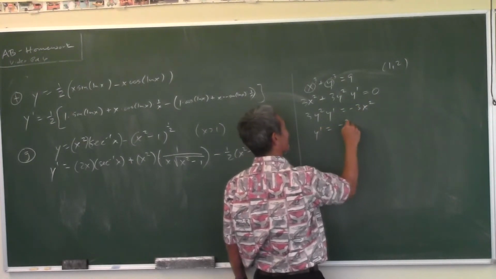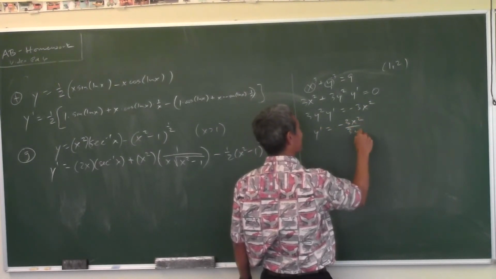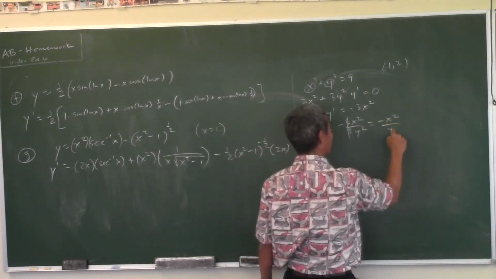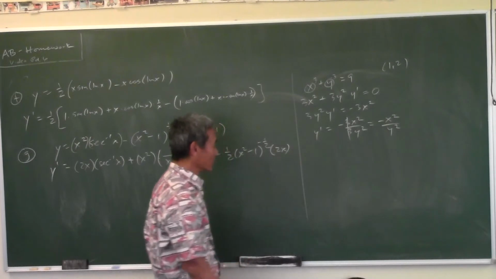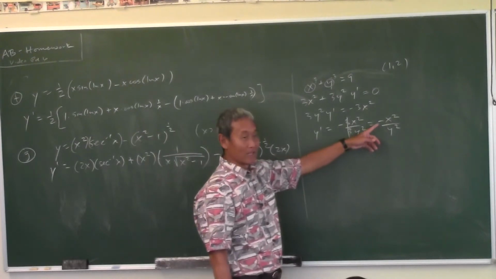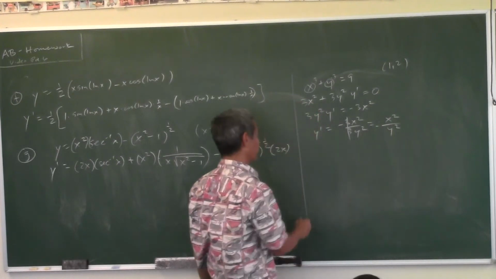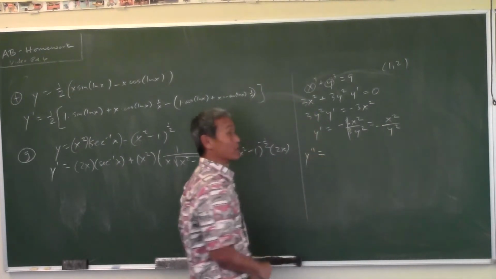y prime is equal to negative 3x squared over 3y squared. And just like the quiz, the 3's cancel out. Now, you don't have to cancel it out, but it's a lot easier if you do. And what do you want to do with this minus sign? Leave it on the top? I remember, you guys wanted to put it in the middle, yeah? Okay, so now we do second derivative.